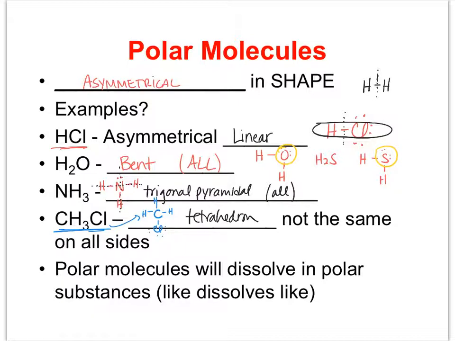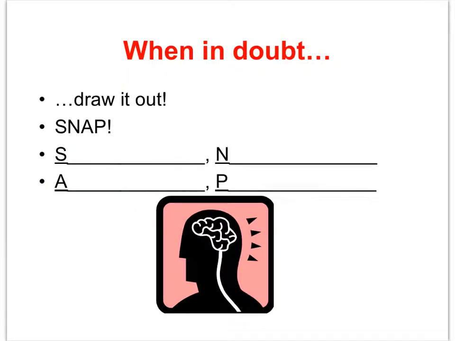So the rule for polar molecules is that polar molecules will dissolve other polar substances, like dissolves like. So because water is a polar molecule, it is bent. That's what makes water such a universal solvent, because so many other things are also polar or have charged sides to them. It allows it to dissolve them. There's not a ton of nonpolar molecules. So in summary here, if you're not sure if a molecule is polar or nonpolar, draw it out.